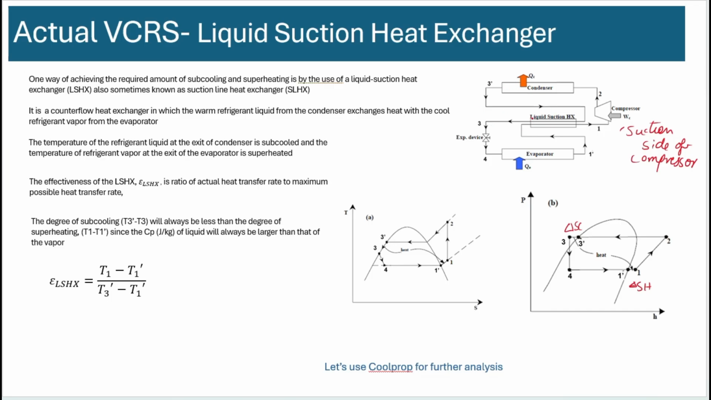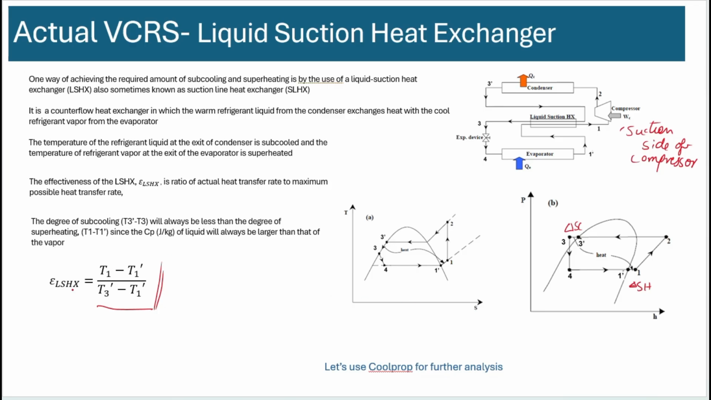Okay, and it cools down like this. It cools down like this. So you get some extra cooling effect here, and then it heats this portion a little bit. So overall, you're benefiting primarily from subcooling. The amount of heat that is being transferred between these two depends on the efficiency of the suction line heat exchanger. Okay, and typically it's represented by this number.